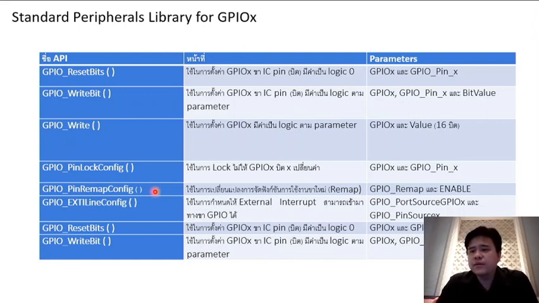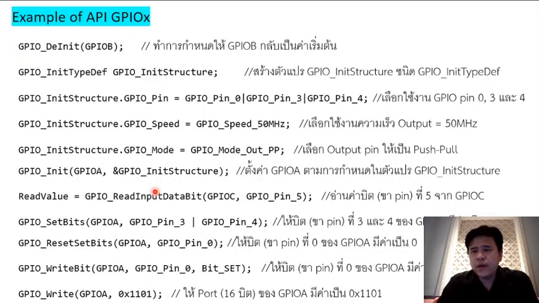We don't worry about that one for now, because we didn't remap a lot, unless you would like to create your own specific PCBs, then you have to do a lot of remappings. Okay, these are examples of how we can use the API for GPIO-X. First of all, if we would like to make GPIO-B return to the default value, then we use GPIO deinitialize and pass the GPIO-B value into this function. Then it will make your GPIO-B the original or default value.